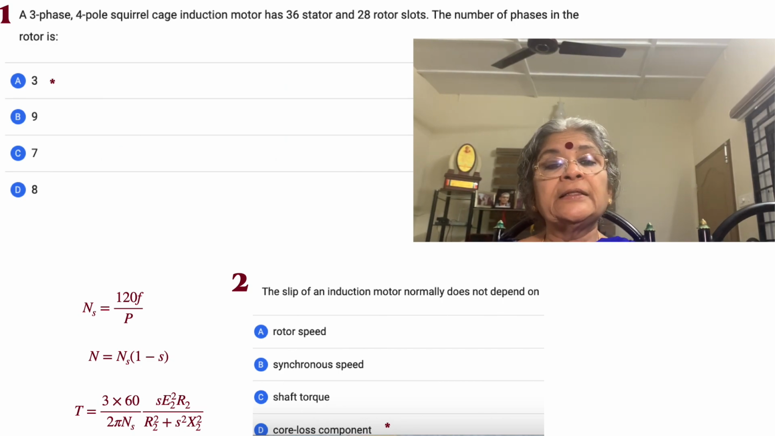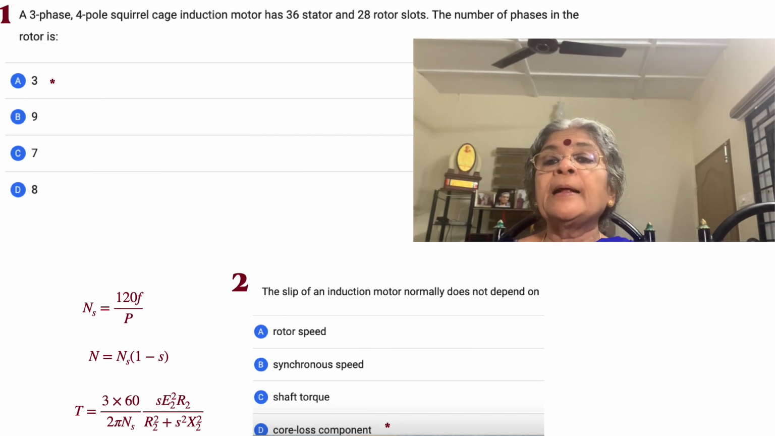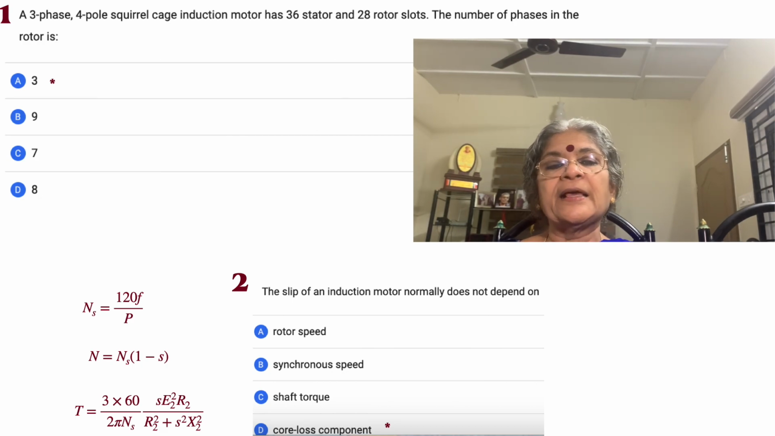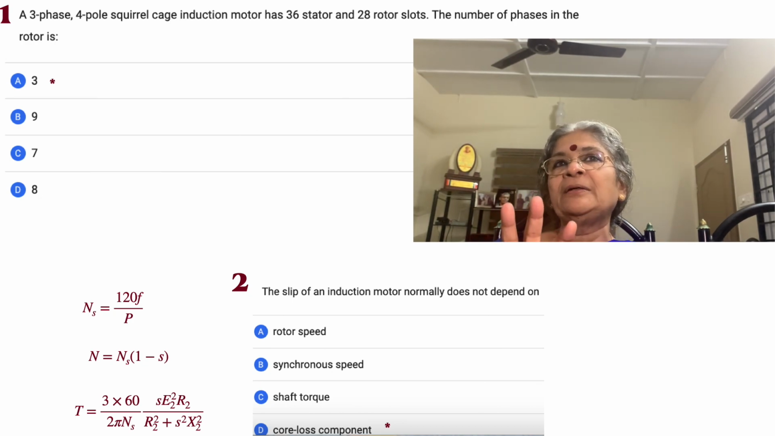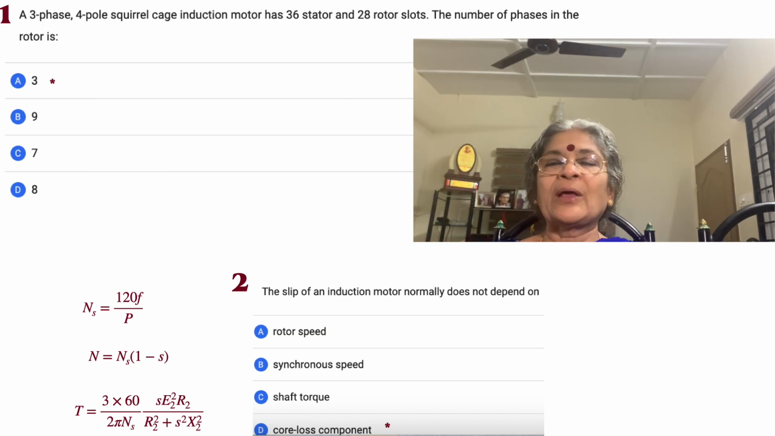Then in the question, a 3-phase 4-pole squirrel cage induction motor has 36 stator and 28 rotor slots. Through the slots we have the conductors moving. The question asks for the number of phases in the rotor. It is always going to be a 3-phase machine, so you will always have 3 phases. So option A is right, though we are given several options. Please remember that whatever is given to the stator is going to be induced in the rotor, so we are having 3 phases there.